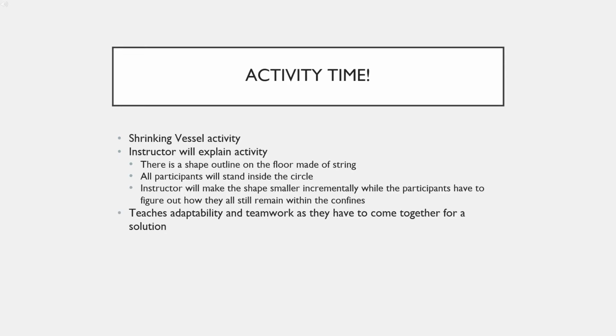Now we're going to put adaptability into action with an activity. It's called the shrinking vessel activity, and the goal here is to use teamwork, communication, and creativity to adapt to the changing environment. So as you can see on the floor, I have a shape outlined, and we are all going to get in that shape. Now, here's the kicker. I will be making that shape smaller and smaller as time goes on. So you guys are going to have to work together to figure out how to all remain in that shape as it gets smaller and smaller, adapting to the changing situation.